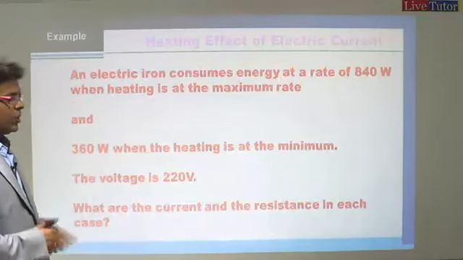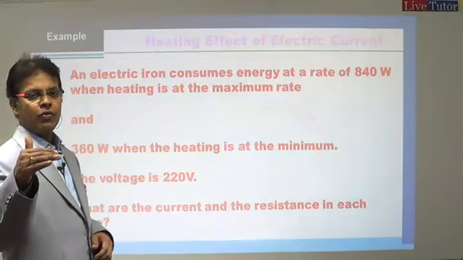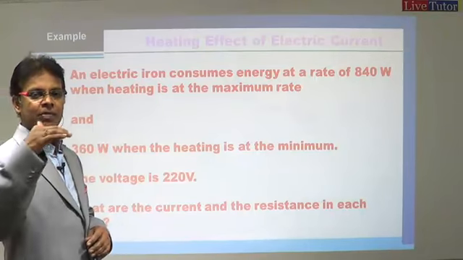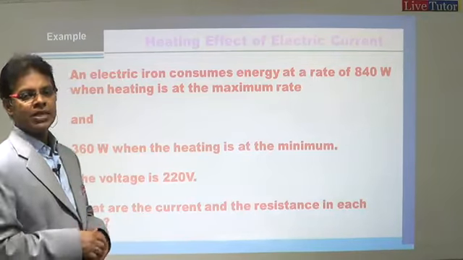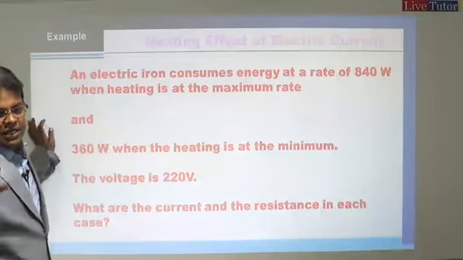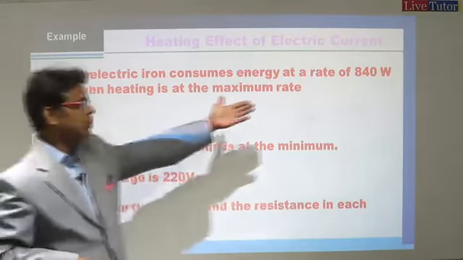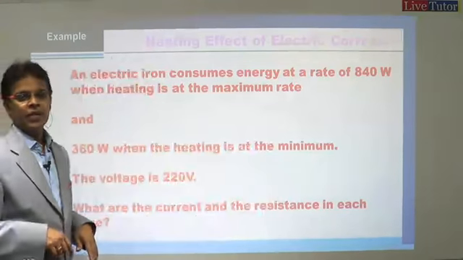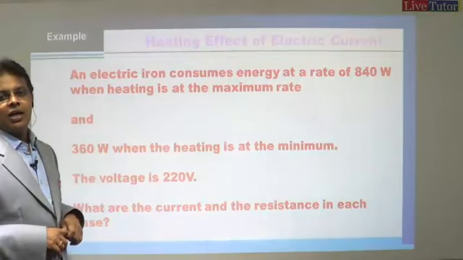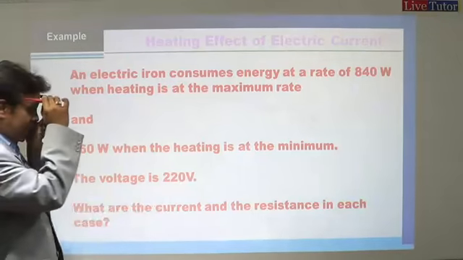Here there is a question. You can see that an electric iron box consumes energy at a rate of 840 watts. There are two limits they have given: heating at maximum rate and heating at a minimum rate. In the iron box a regulator is there, isn't it? So if you turn the regulator to the maximum position, it is consuming 840 watts of energy. And when it is at the lowest position, it is consuming 360 watts of energy. And the voltage, as we are using for domestic purpose, is only 220 volt.